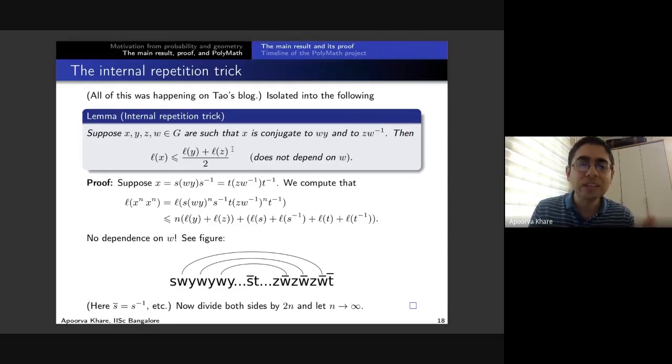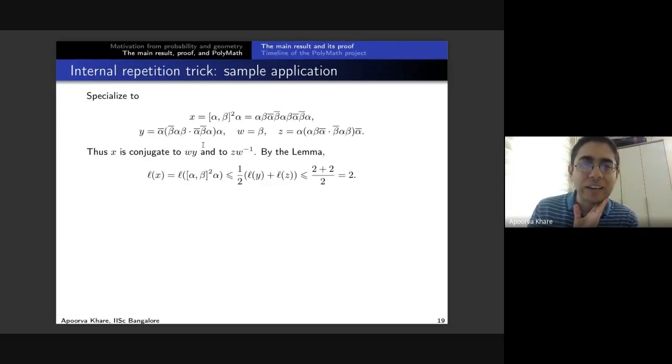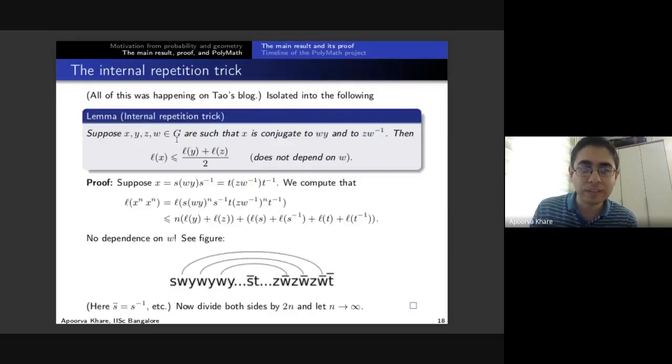Okay, so now, using this, I'm going to show you a sample application, and then I will skip the next slide. Here is a specialization. Specialize to this string, alpha bar beta bar, commutator times again the commutator times alpha, a 9-element string. Define that as x. Define y to be a conjugate of these two conjugates and z to be a conjugate of these two conjugates and w to be beta. You can check then that x is conjugate to wy and to z w inverse. So this is x, y, w and z, and you can check that these elements satisfy the previous lemma.